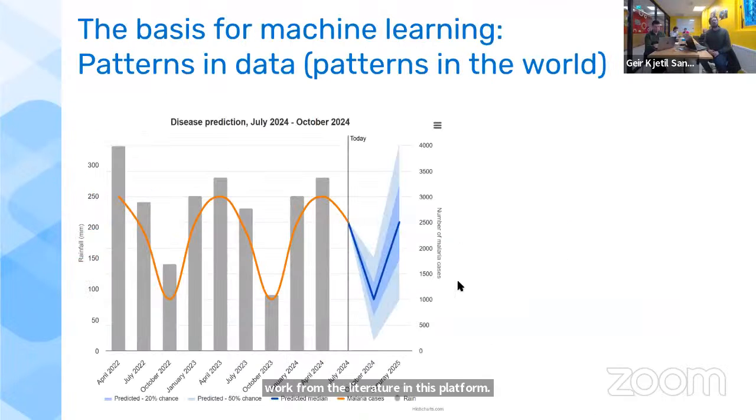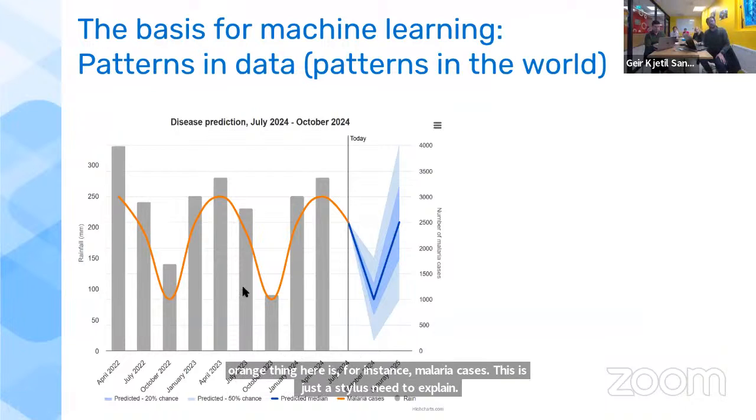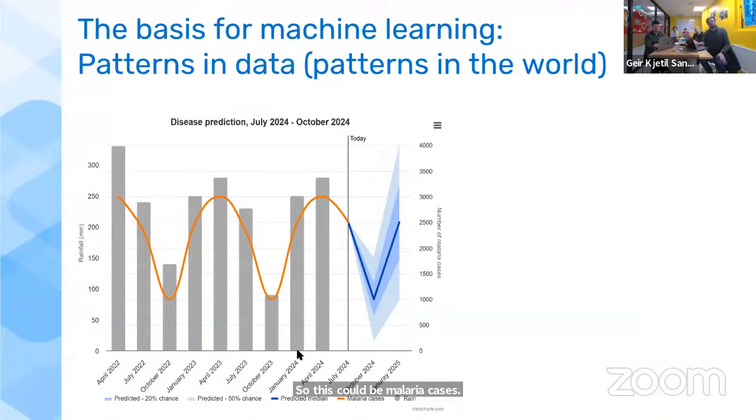So this is a brief explanation of what machine learning means in this setting. This orange thing here is, for instance, malaria cases. This is just a stylized thing to explain. So this could be malaria cases. The gray could be rainfall in the different months. And then we observe all of this until July. Then we are in July and want to say something about what we believe will happen ahead. And as you see, since this seems to be following some pattern, we believe it will follow a pattern. And the light blue here is also telling us that, okay, we cannot really know how it will develop. We are quite uncertain. So it could go all the way up here or all the way down there.